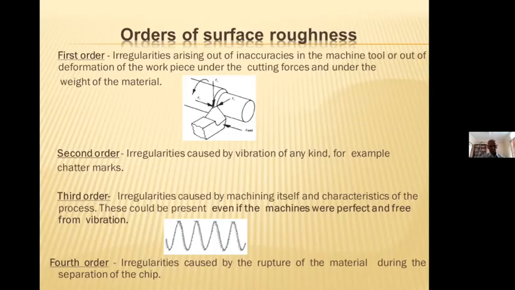I think out of these, the third order roughness is the most important one, and the other types of roughness will be superimposed on this. We'll see this later on. So we go by the machining process and we'll see what kind of roughness we get.